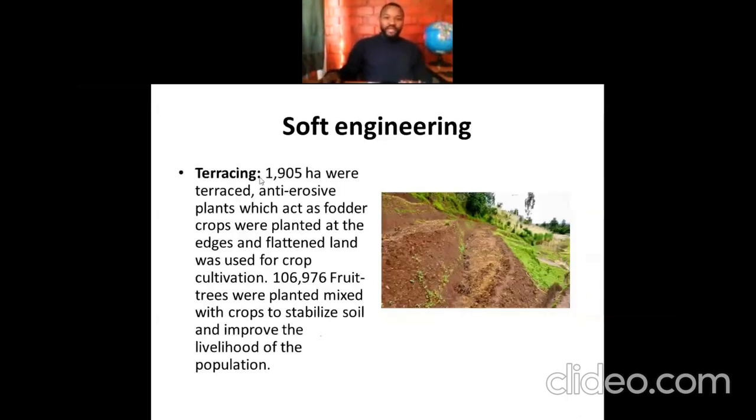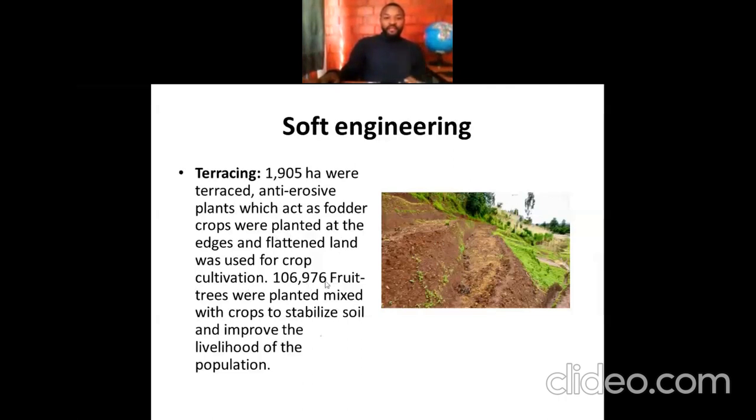Terraces were also done to reduce surface runoff, increasing infiltration. So 1,905 hectares were terraced in that district, in that catchment of the river. They also planted anti-erosive plants on the edges of terraces that act as fodder for animals.